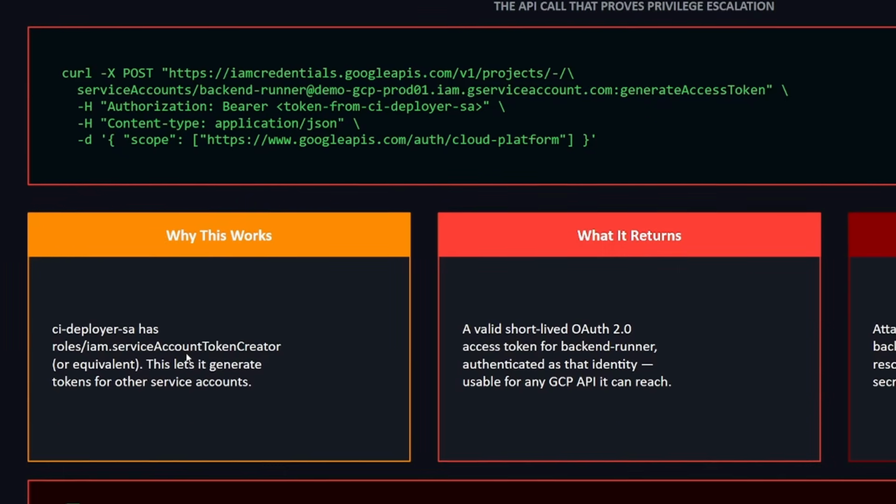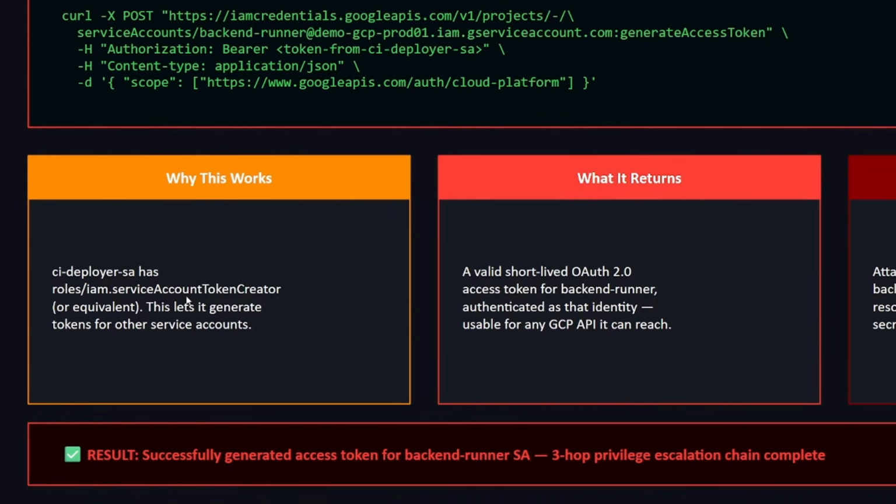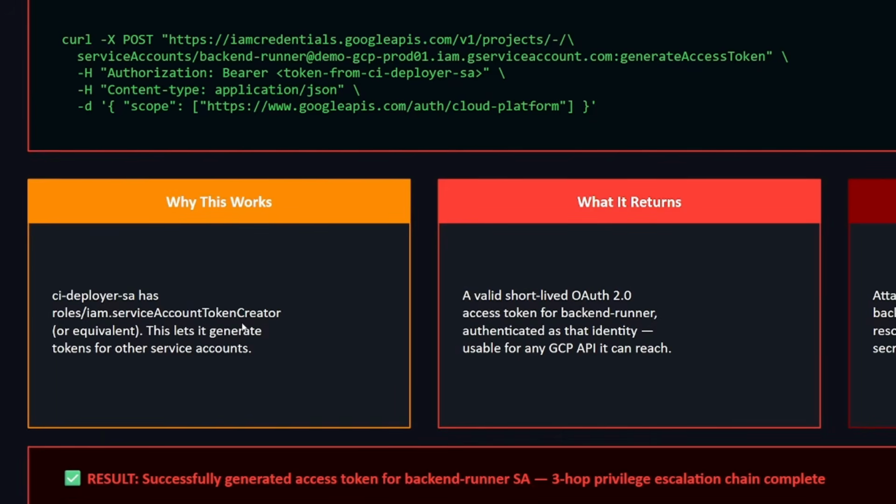And exactly as the name suggests, it lets a caller generate a short-lived access token on behalf of another service account. For this to work, the caller identity needs to have the account token create role, or the equivalent permission on the target service account.